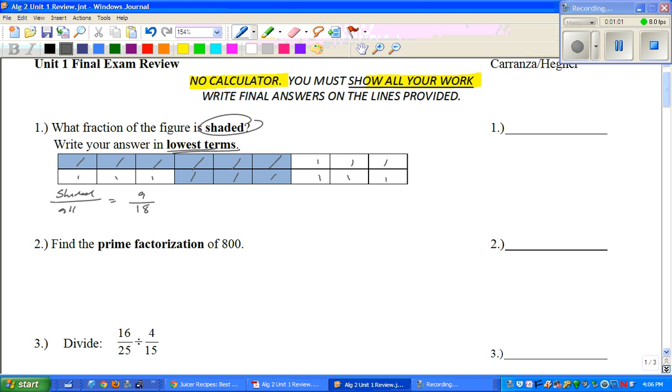Now, can we reduce 9 over 18? You bet you can, okay? You can divide both of those by 9, and you're really talking about 1/2. So half of those boxes are shaded in, okay?